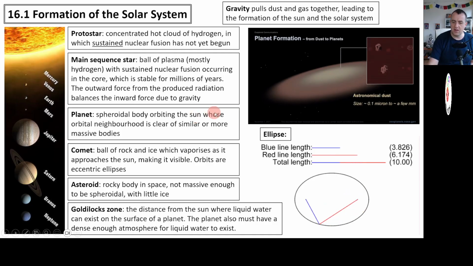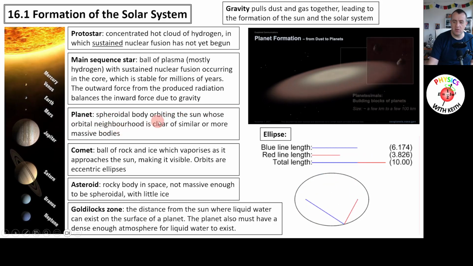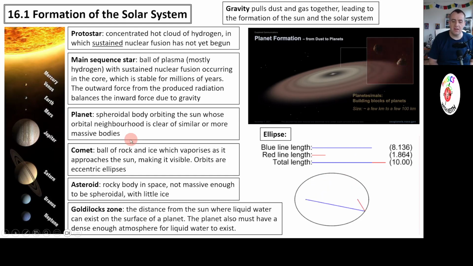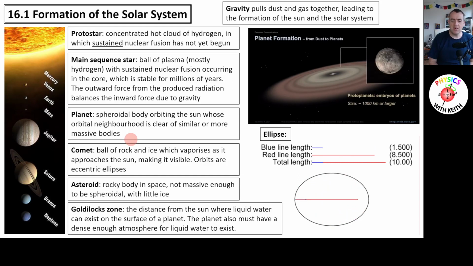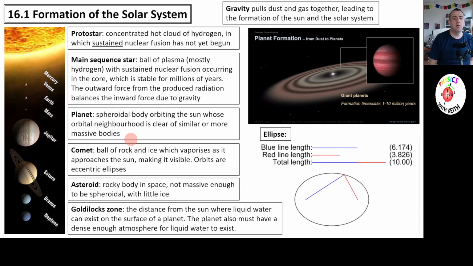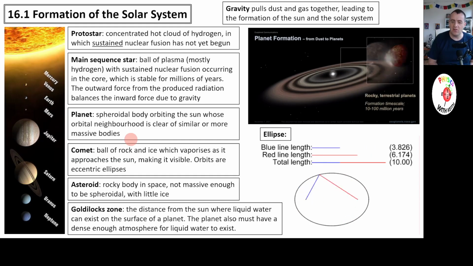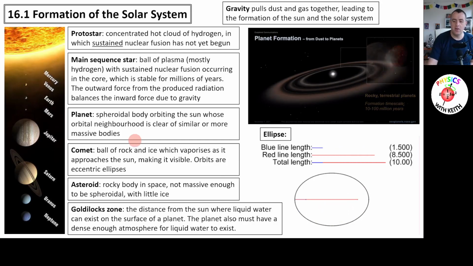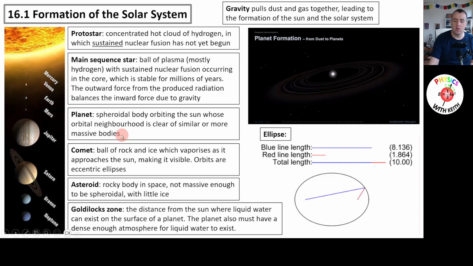So planets orbit the sun, and they are a planet if their orbital neighbourhood is clear of similar or more massive bodies, which is why Pluto is not a planet, because it orbits about the same distance from the sun as Neptune does, and Neptune is bigger, it's more massive than Pluto. Therefore, Neptune is the planet and Pluto cannot be. You're not going to have two planets orbiting about the same distance away from the sun as each other. One of them is the planet, that's the big one. The other one is not.